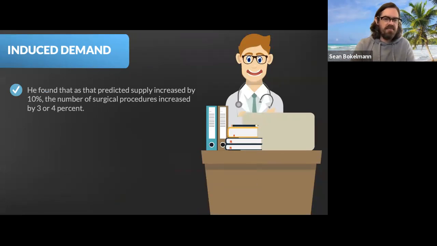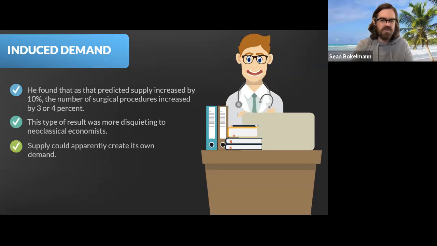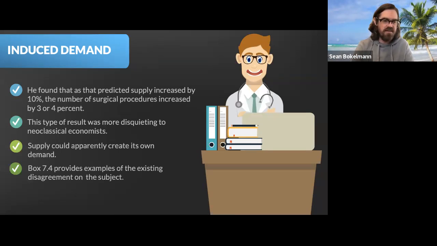Now, what he found was that when the predicted supply increased by 10%, the number of surgical procedures increased by 3 or 4%. So basically what he found was that supply was creating demand, which is interesting. This is a result that's kind of disquieting to neoclassical economists, right? Supply can apparently create its own demand. And maybe you've heard of Say's law. This is kind of like Say's law, although I think Say's law technically has a different interpretation, but it sounds very similar if you're familiar with that. You can look at the debate and the disagreements that are going on within this subject of induced demand in box 7.4 if you're interested in more information.